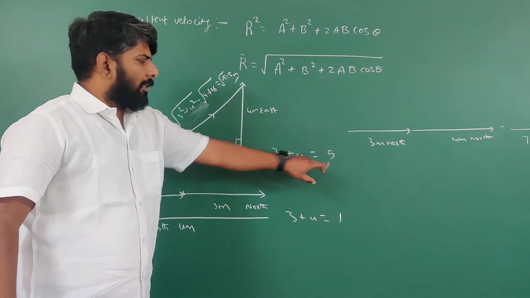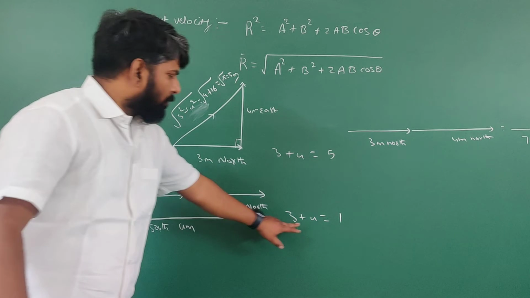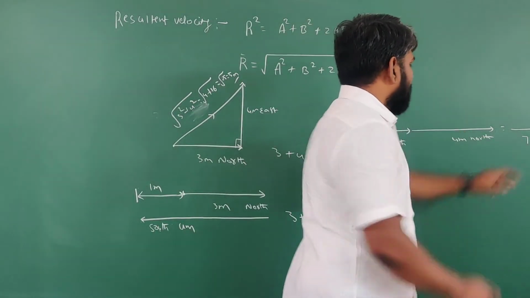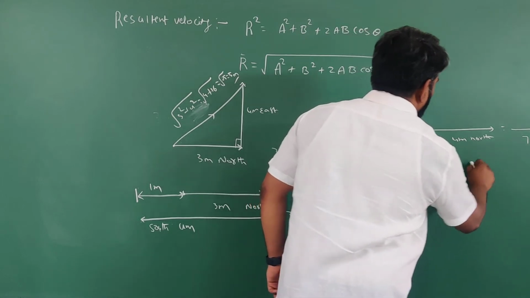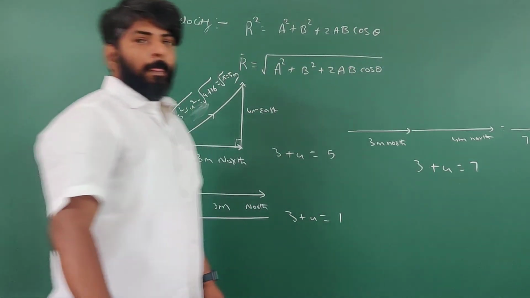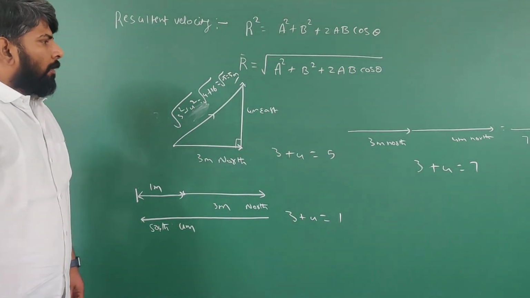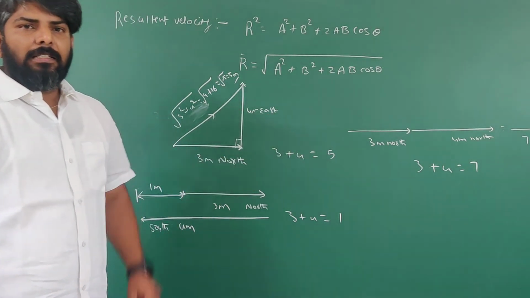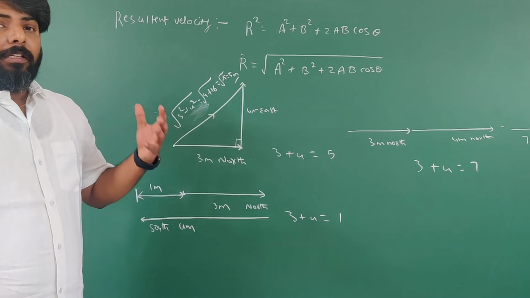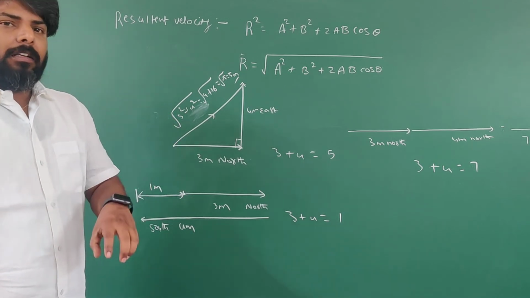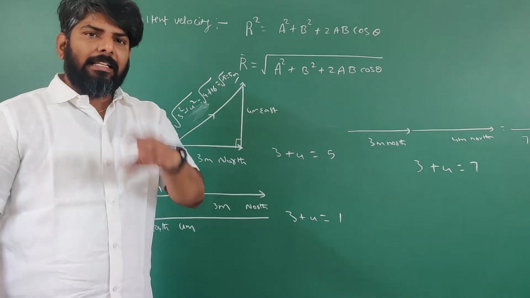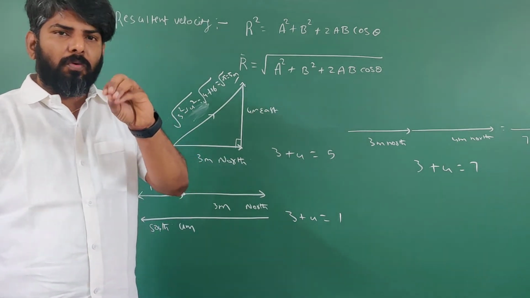So observe here. 3 plus 4, what answer did you get here? 5. 3 plus 4, here? 1. 3 plus 4, here? 7. You are not getting the same answer because addition of vectors is not like a scalar. For adding vectors, we must follow some rules.